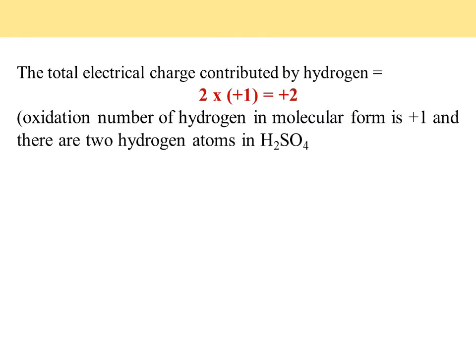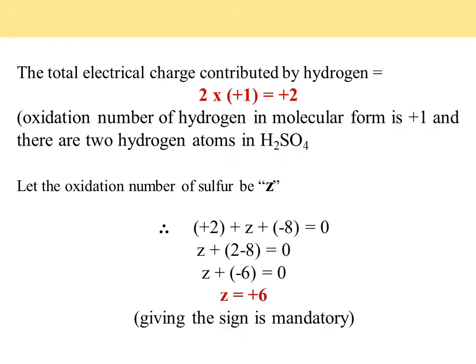So the total electrical charge contributed by hydrogen is 2 into +1. Hydrogen is +1. I've stated earlier also, 2 hydrogen atoms are there. So the oxidation number of hydrogen in molecular form is +1, and there are 2 hydrogen atoms in H2SO4. Hence, let the oxidation number of sulfur be Z, and hence +2 for hydrogen, Z for sulfur, and -8 for oxygen. So the total of the electrical charge should correspond to 0. So 2 plus Z minus 8, that's simple algebra you can solve, so Z equals +6.